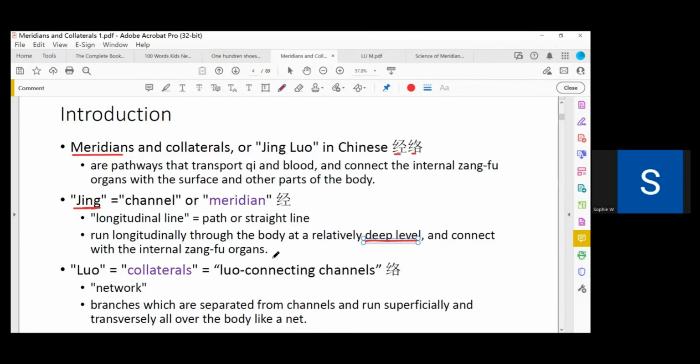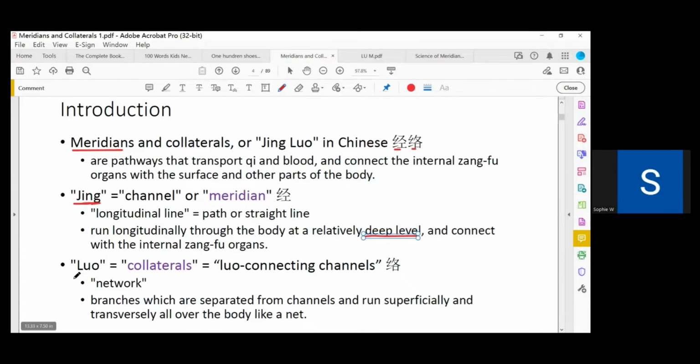Once these lines connect with the zang organs, that means it will go a little bit deeper. The organs are in the deepest position in our body, and the jing can connect with the zang organs. That means the jing, the meridian, is relatively deeper.